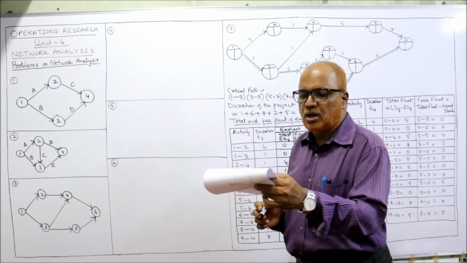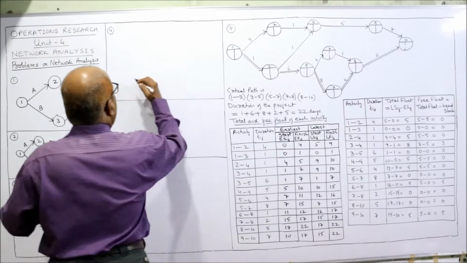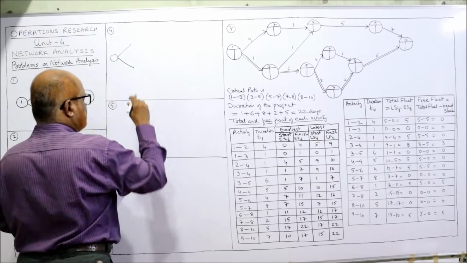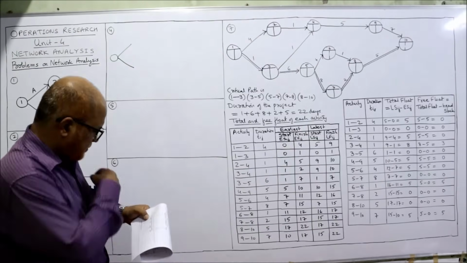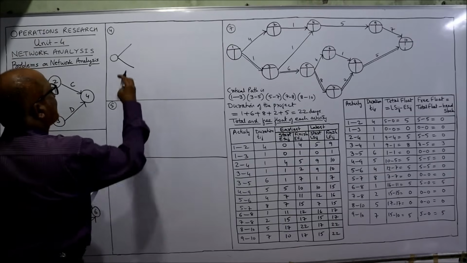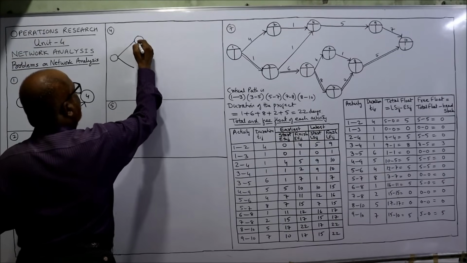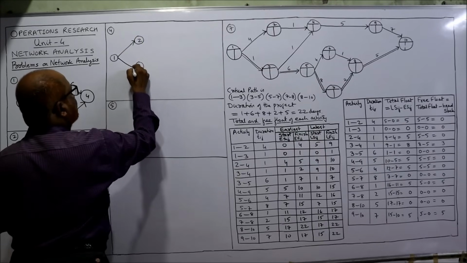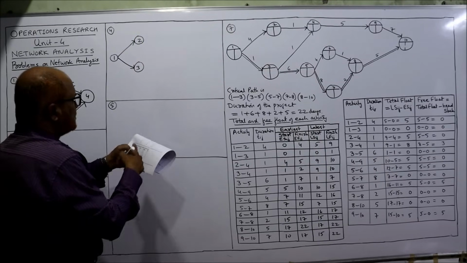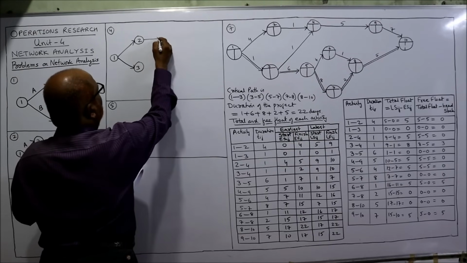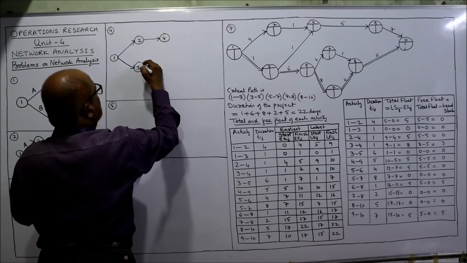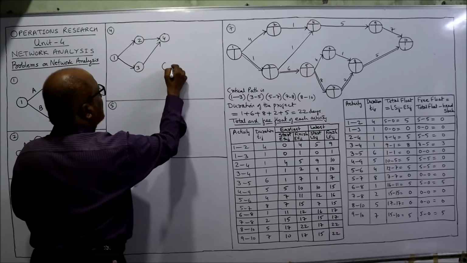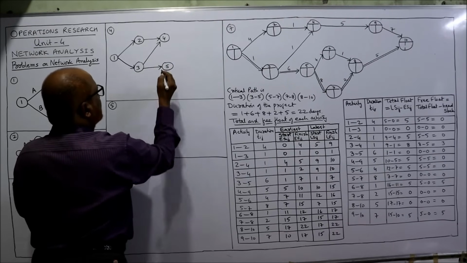Here I am going to construct. 1 to 2, 1 to 3. So here you can see carefully. 1 to 2, 1 to 3. Right? This is 1 to 2. And here it is 1 to 3. Then 2 to 4, 3 to 4. This is 2 to 4. And this is 3 to 4. Then 3 to 5. Here I am taking 3 to 5. This is 3 to 5.